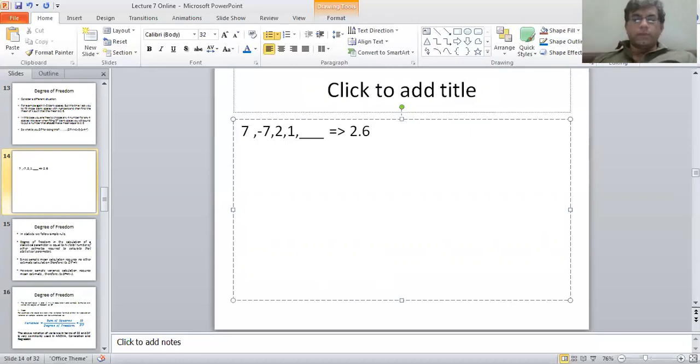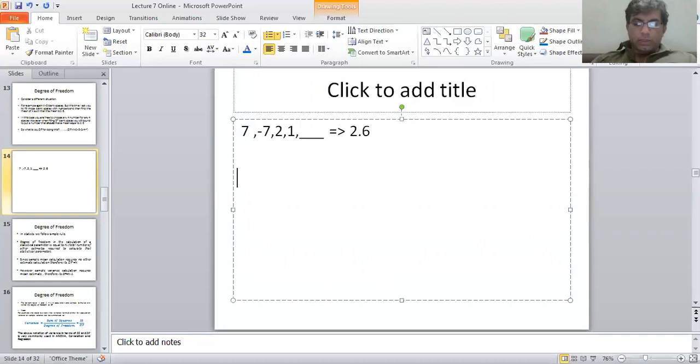Now I have to be careful when I reach the last blank space, because I should fill it with the number that definitely gives me the average, which is 2.6. And what would that number be? Definitely that number could not be any number. It is one and only one number from the set of infinite numbers that would give me the average equal to 2.6. So how can I find this?